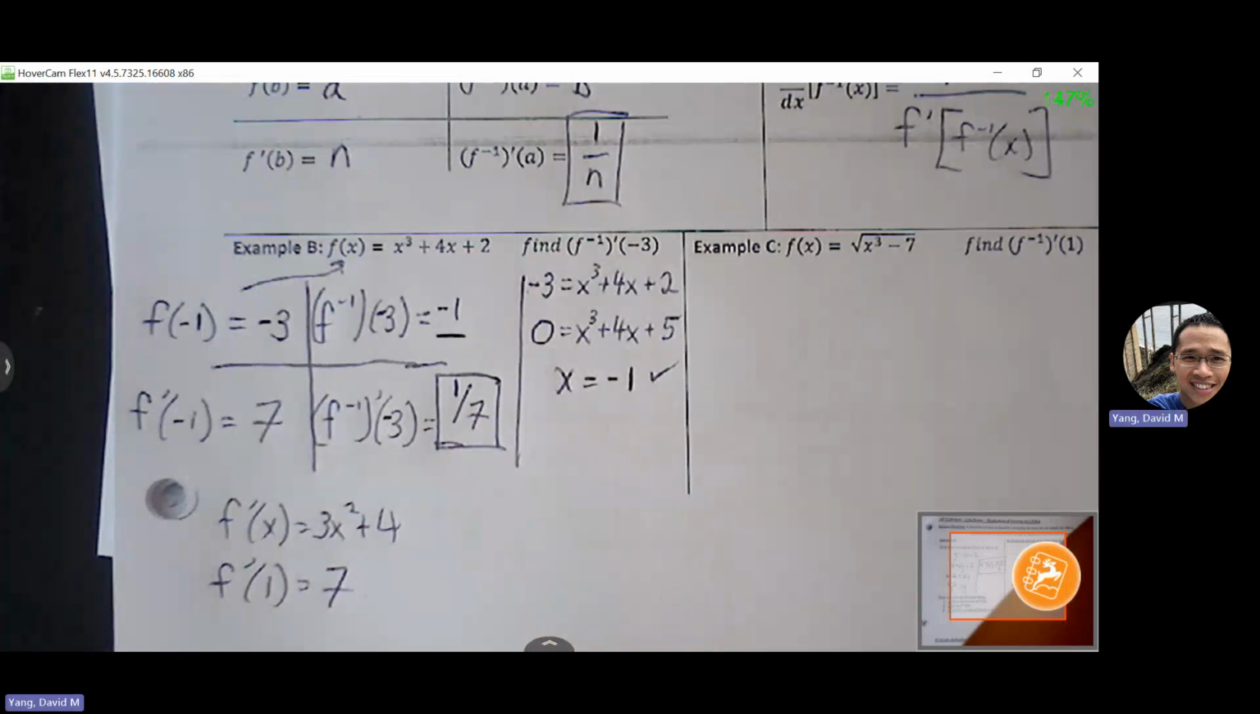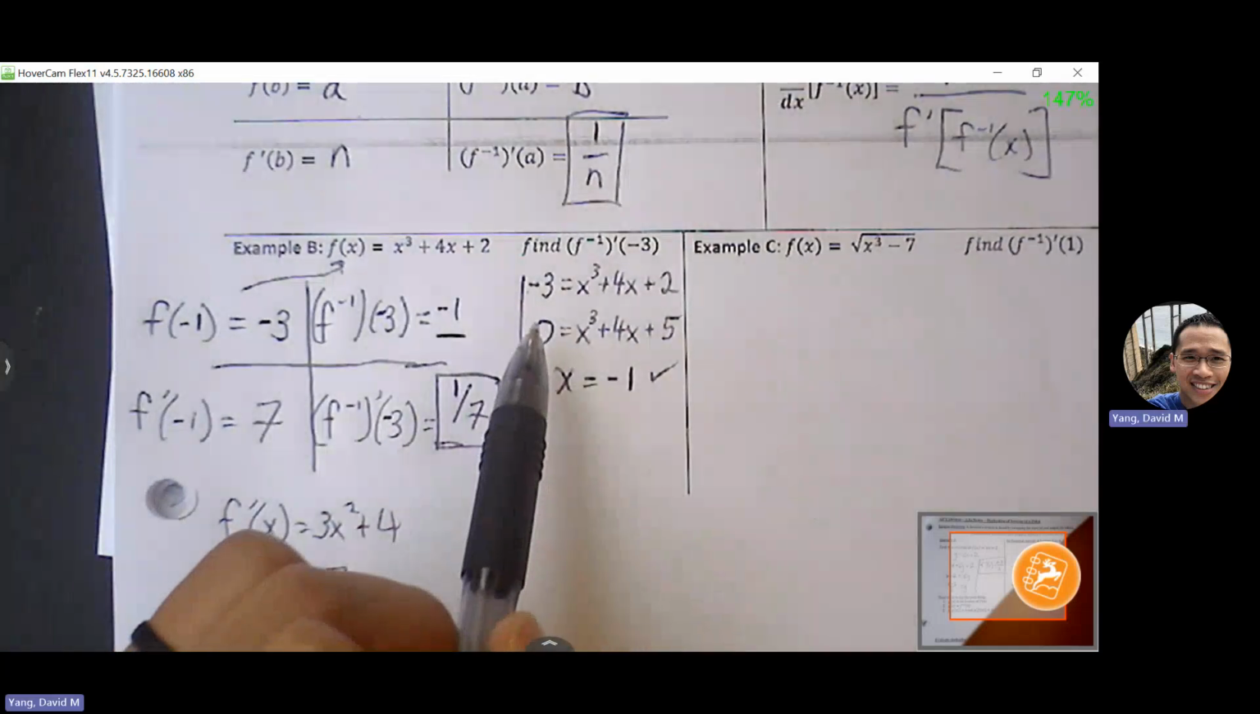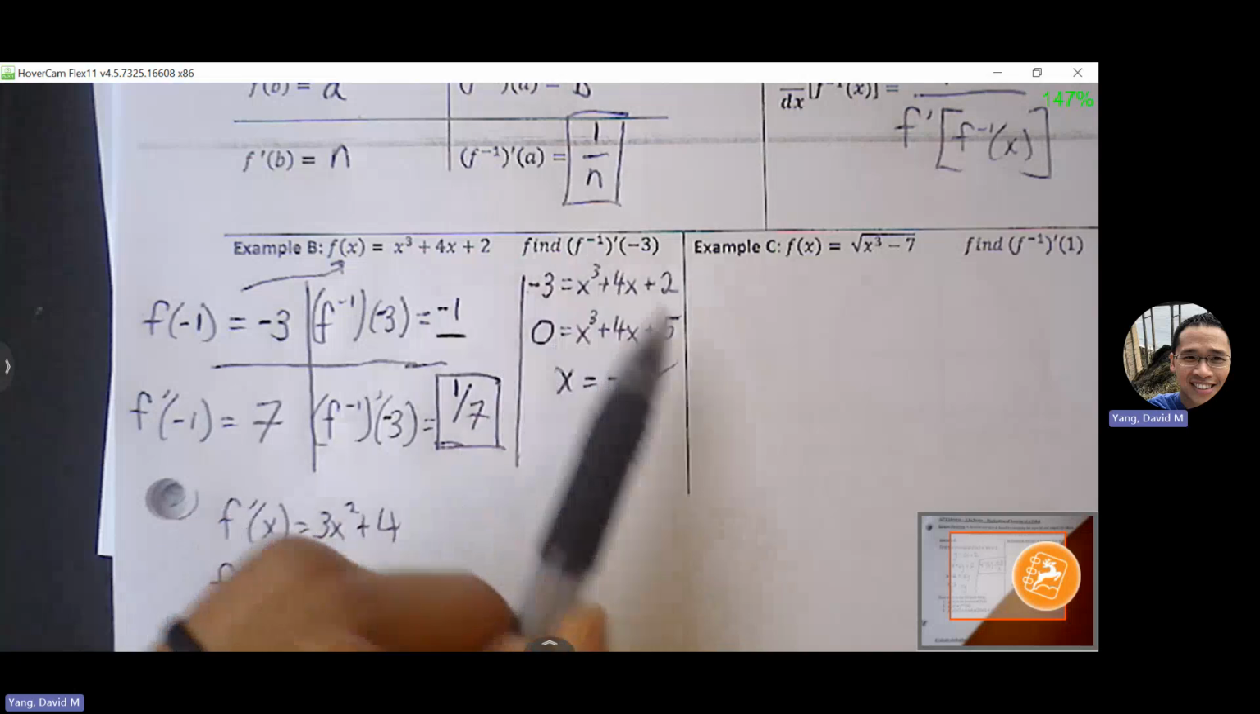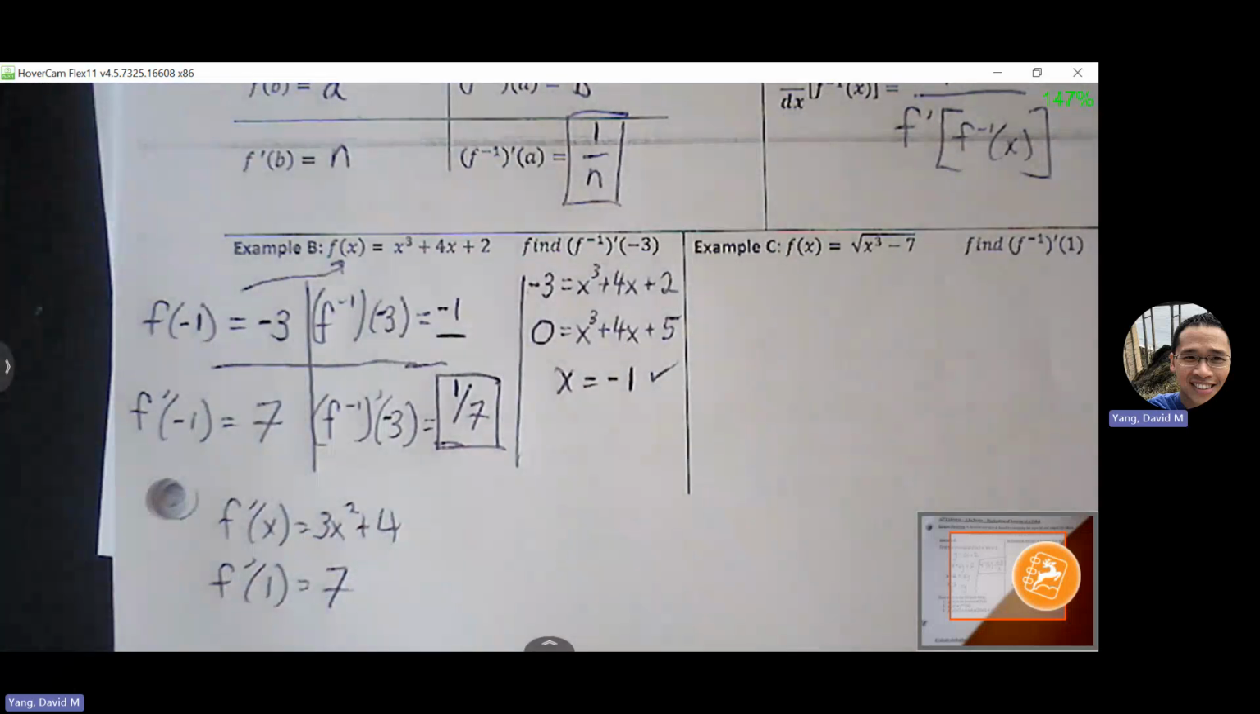Okay, any questions? When you get to this step here, sometimes you're able to solve algebraically, but if you can't solve algebraically, then you're going to do guess and check, and guess and check, you're just going to test easy numbers. It'll be an easy number for you to find.